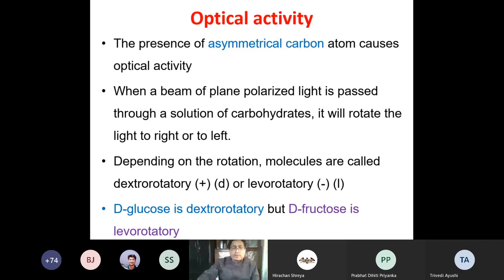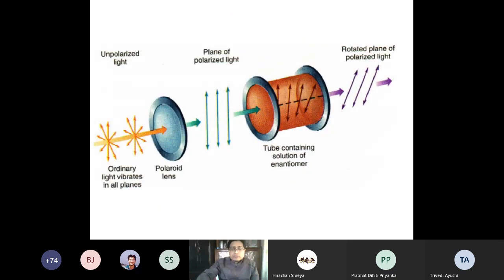Okay, this we can see with the help of a diagram also. This is the unpolarized light. If we pass this unpolarized light, that is the multi-dimensional light, to the polarimeter, the radiation of only one direction, that means one plane, is passed through the solution of carbohydrate. When that light passes across the solution, it will be deviated by some degrees, either to the left or to the right. This is what we say about levorotatory or dextrorotatory.